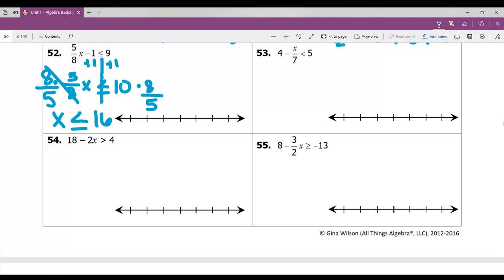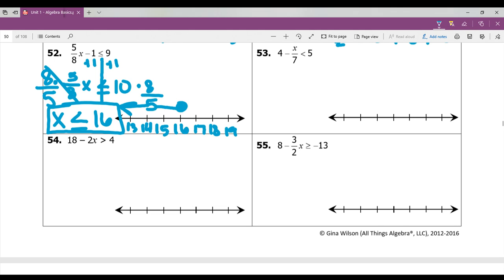16. Yep. Alright, 16 in the middle, 17, 18, 19, 15, 14, 13. I would do an open, or not, sorry, excuse me, closed, because I have the equal sign, and then I would shade that way, to the left.